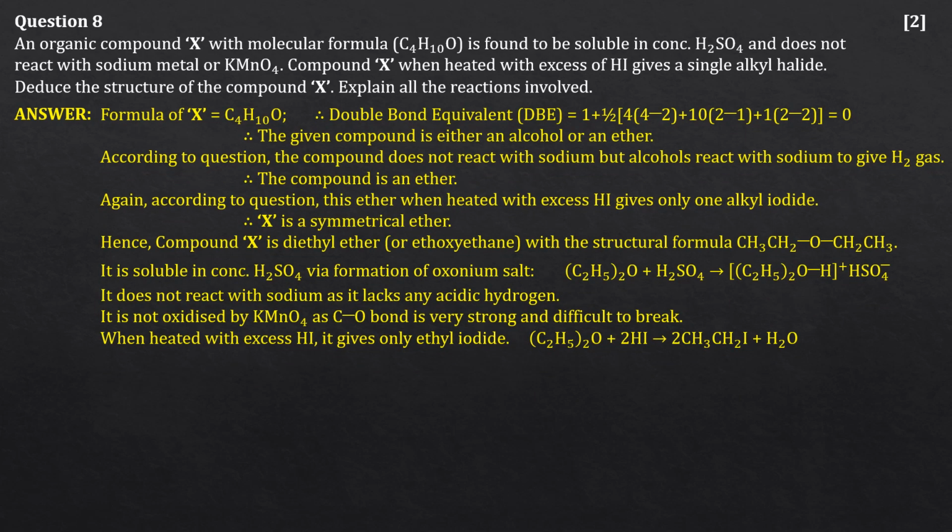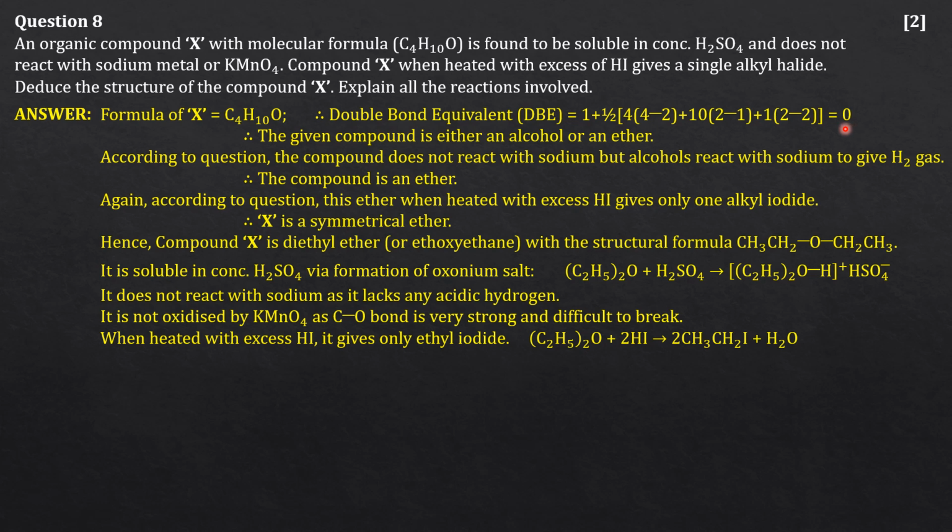So in this case, one by one we can calculate it. If you see the answer given by the council, they have just written what is X and just given the reactions. Here actually you have to start with the formula and first you have to calculate the double bond equivalent. That I hope you have learned in class 11 how to calculate the double bond equivalent. So I have applied the formula and it is coming 0.